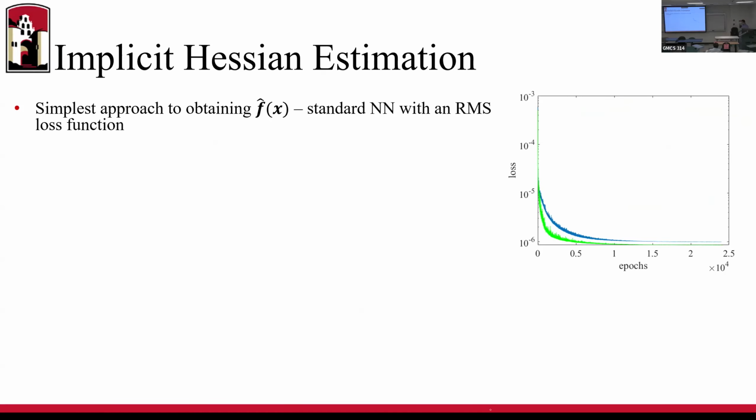Okay, so then how can we build this Hessian approximation? Well, the simplest thing is just the most basic thing that we can think about in neural networks. So let's say that the function f hat of x is just a standard neural network approximation to the function f of x with a standard RMS loss function.